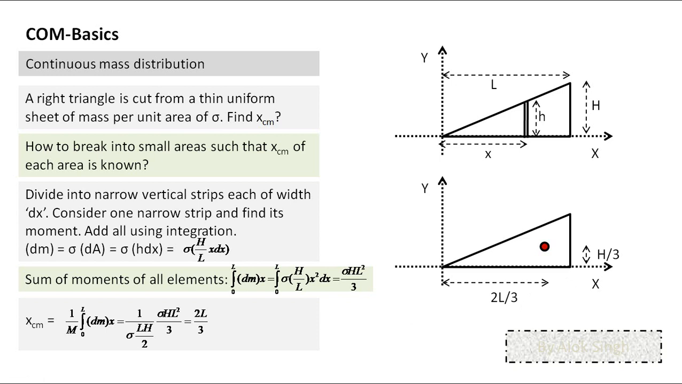And the basic concept for all shapes, all continuous mass distributions, is the same. And if you look at this, this becomes the formula for finding the center of mass for a one-dimensional mass distribution, where mass is distributed along the x-axis.